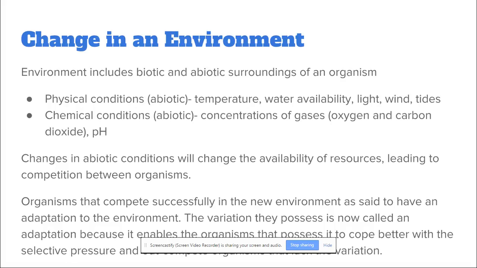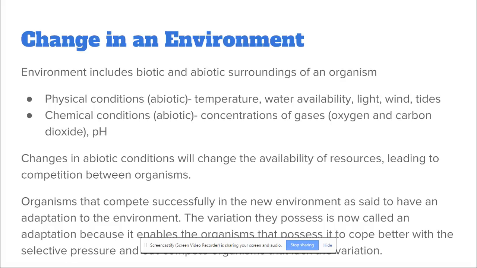So changes in environment might be from a range of biotic or abiotic factors. And if we're looking at physical and chemical, both are abiotic factors. In particular, physical conditions relate to things like temperature, the availability of water, light, wind, and tides. But if we're looking at chemical conditions, we're looking at the concentrations of different gases and the pH and how that might change in an environment.